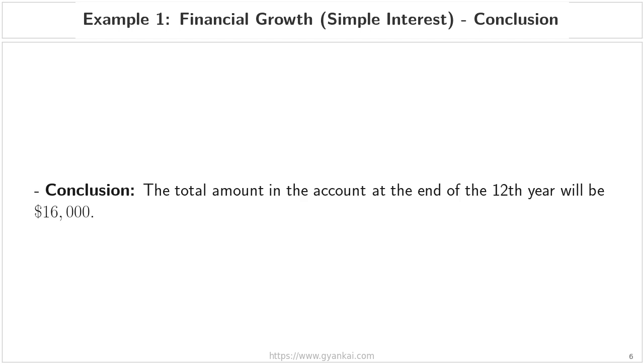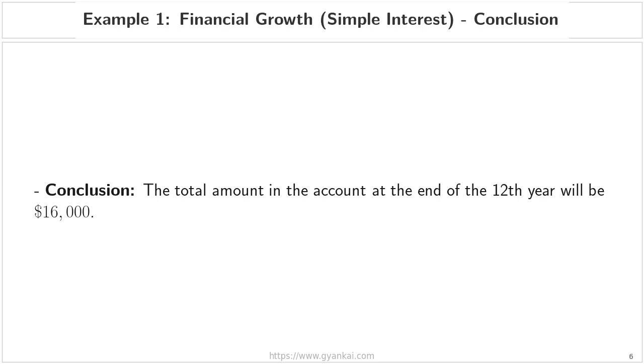Example 1, Financial Growth, Simple Interest, Conclusion. So, to wrap up our first example, we can clearly see our final result. After performing all the calculations, we conclude that the total amount in the savings account at the end of the 12th year will be $16,000.